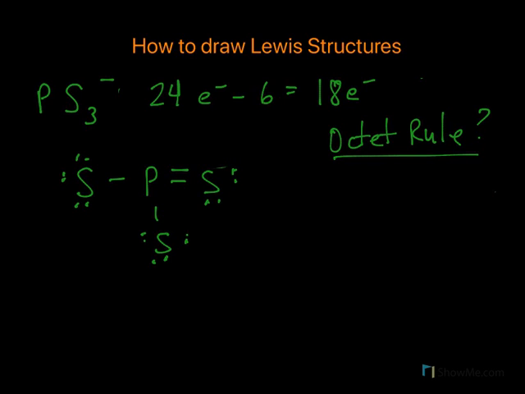Writing this structure. So now does everything follow the octet rule? Phosphorus now has 8 electrons around it. 1, 2, 3, 4, 5, 6, 7, 8. Does each of the sulfurs have 8 electrons around it? Let's check. 1 through 8, 1 through 8, 1 through 8. Yes, now all the atoms in this molecule as drawn follow the octet rule.